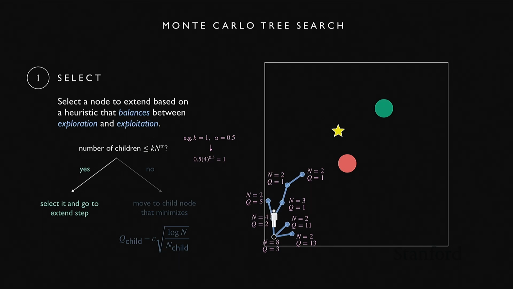So it allows you to say, if I have more children, then I probably just want to go to one of them, which would mean that we follow this step where we traverse the tree further. But if I have not enough children, then I would want to go to the extend step at that particular node. Does that make sense? And k and alpha are just parameters you pick that will control how many children you end up with.